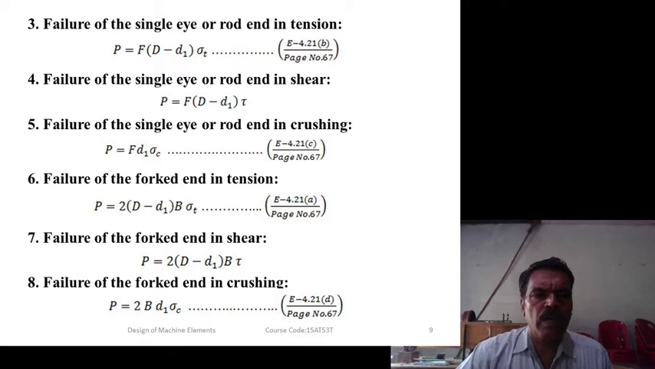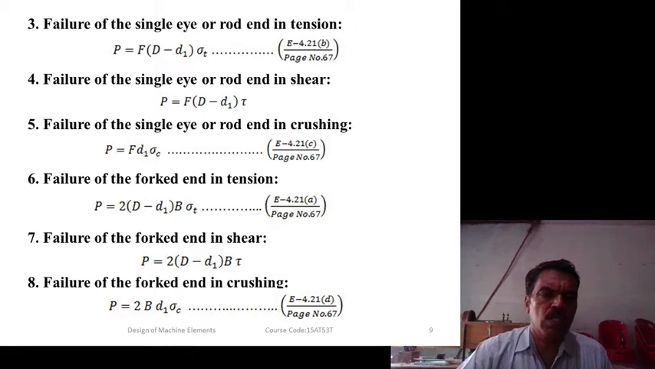So here P is equal to 2 times into bracket D minus D1 into bracket B value, because B is already calculated by using the empirical formula earlier, into stress. So what type of stress is going to be applied? Because the failure of the forked end is in tension, so tensile load is going to be applied. Therefore area into tensile load, that is sigma T. This type of equation is also available in DDHB, page number 67, equation number 4.21a.